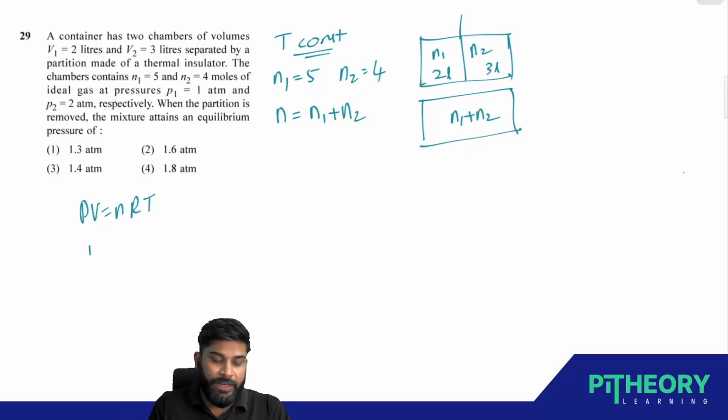Okay, so here if I write the number of moles equation, it is the PV by RT relation that we are having, right? So if I write that relation here, what will be the final volume? It's nothing but V1 plus V2 only, correct?